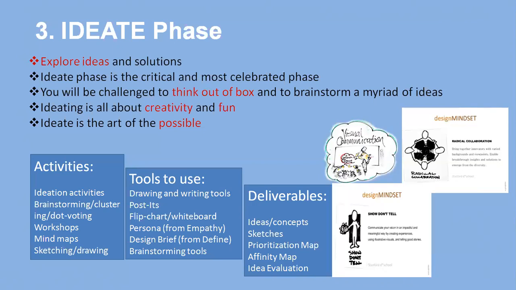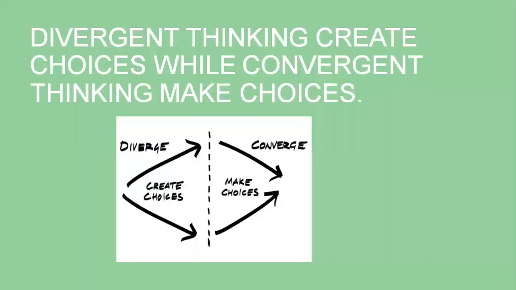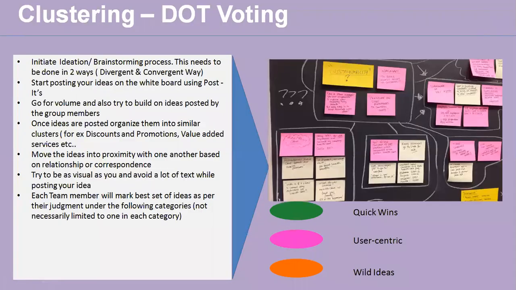Ideation is done in two phases: divergent thinking for creating choices and convergent thinking for making choices. And for this we use some of the popular methods like brainstorming, clustering, and dot voting, as shown in the slide. Ideation brainstorming needs to happen in two steps: an individual divergent way and a group convergent way.